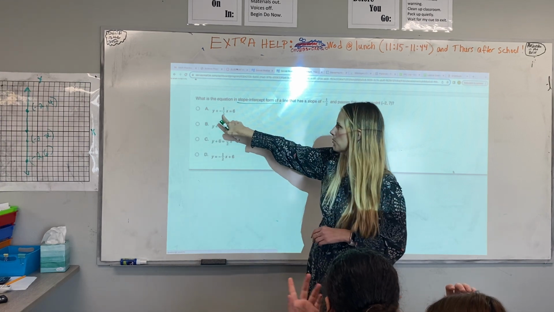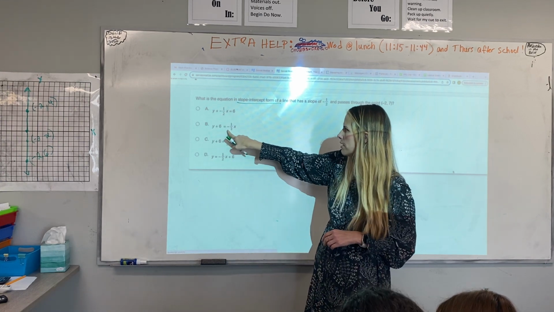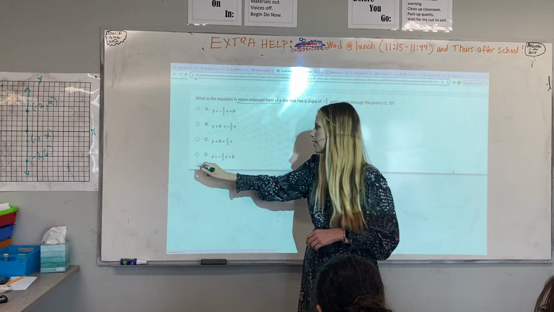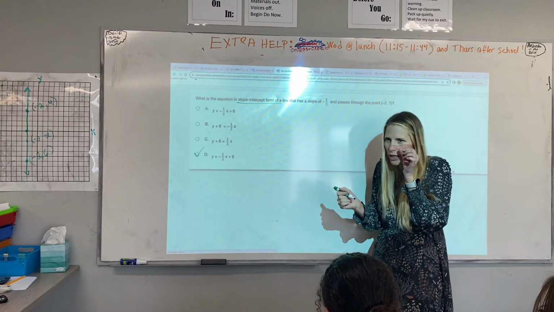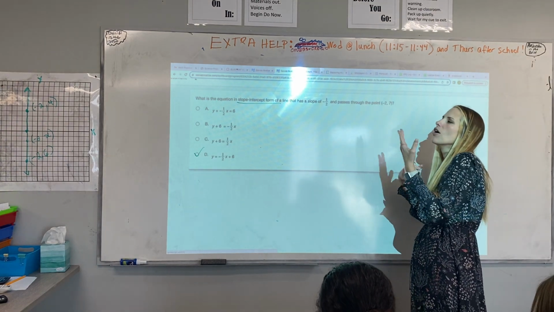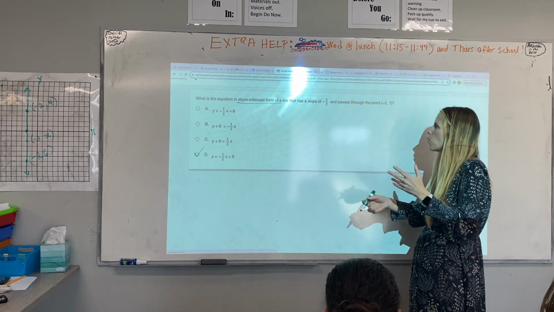Is that in slope-intercept form? No. Is that? No. Is that? No. Is this? Yep. But I'll go through really quickly how to find it, just in case you ever get a problem that has all of them in slope-intercept form, or more than one.